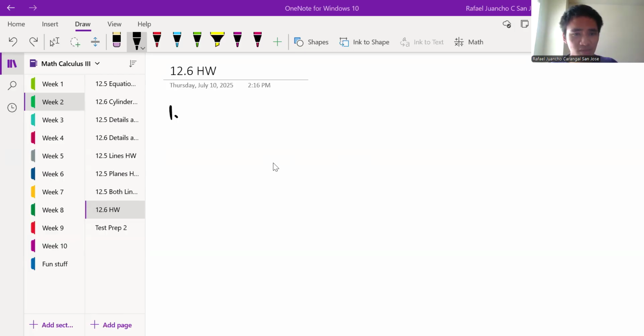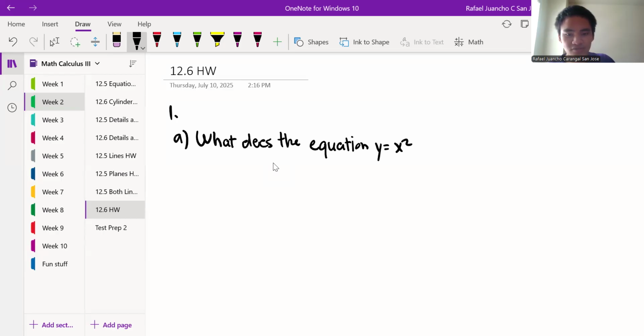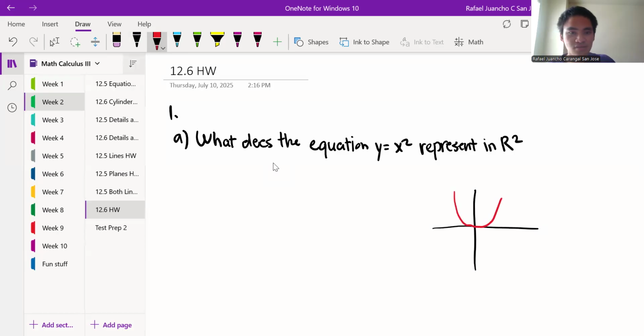So for our first one, it's actually a set of numbers here. So our first problem here is we want to determine what's the name of this curve. So what does the equation y equals x squared represent in R squared? So this is in 2D. And so in 2D, this would basically look like this. And so this is a parabola. That's it.